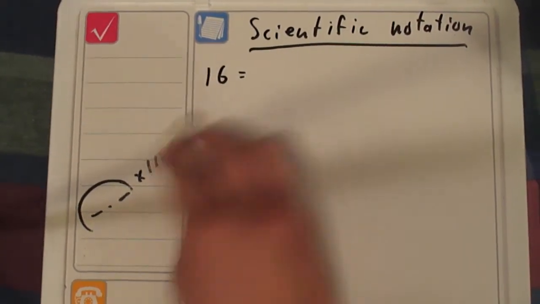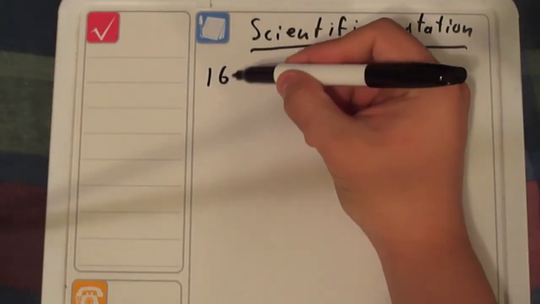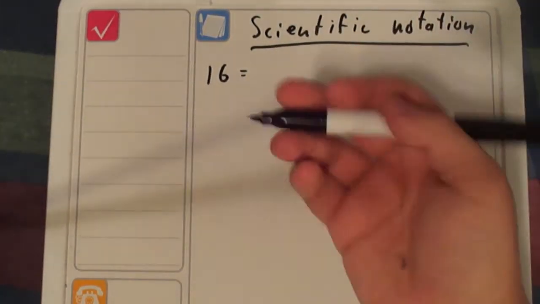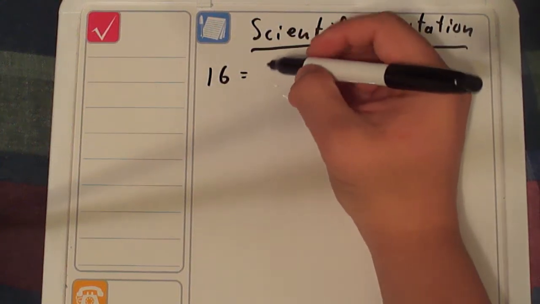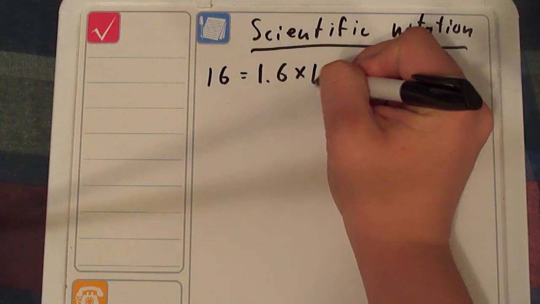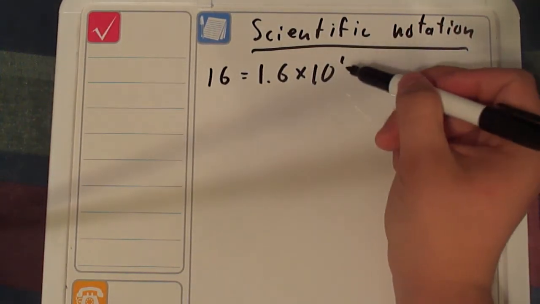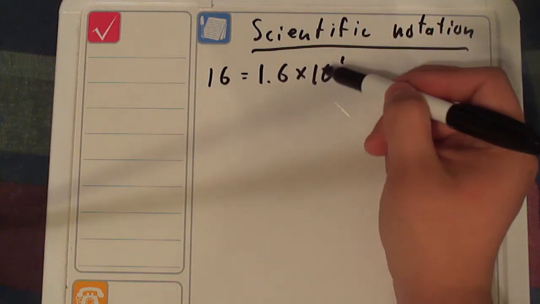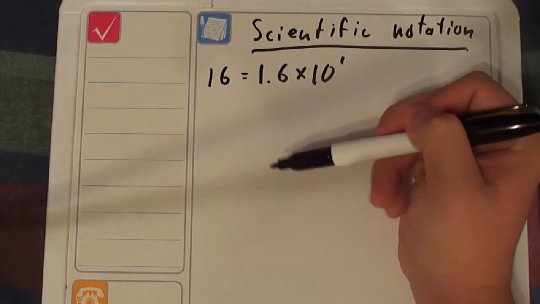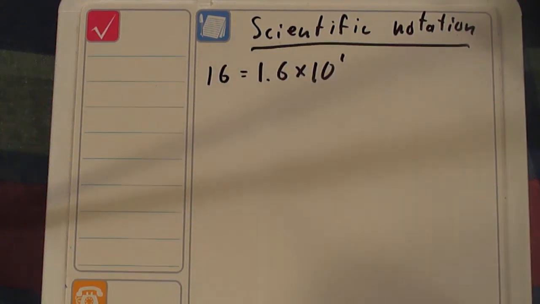So when you do 16, you go, okay, 16, it's in the tens. We're not allowed to have 10 or more in front, so we go 1.6 times 10 to the 1. Times 10 to the 1 is just multiplying by 10. If you go 1.6 times 10, you get 16. Easy, simple as that. That's not a hard example.